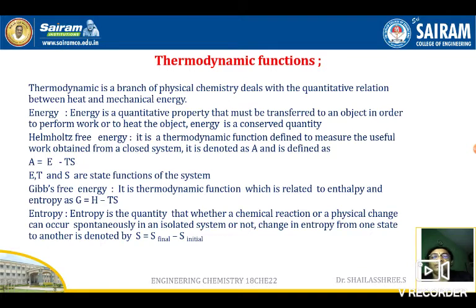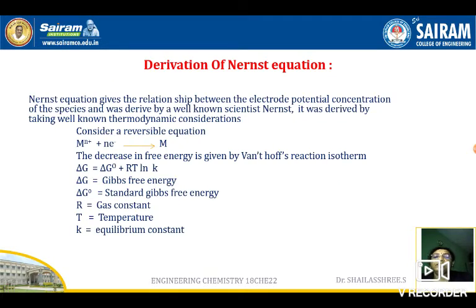Okay, now in this class, the next topic is the derivation of the Nernst equation. This question will be asked for 7 marks in our exams. It is very simple and easy to understand. The Nernst equation relates the electrode potential and concentration of the species, and it was derived by a well-known scientist called Nernst, and that equation was then called the Nernst equation. It is derived by using well-known thermodynamic considerations.